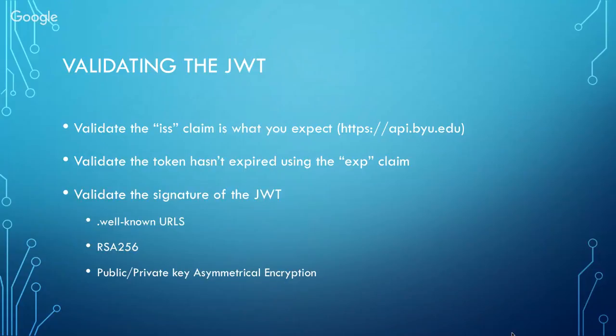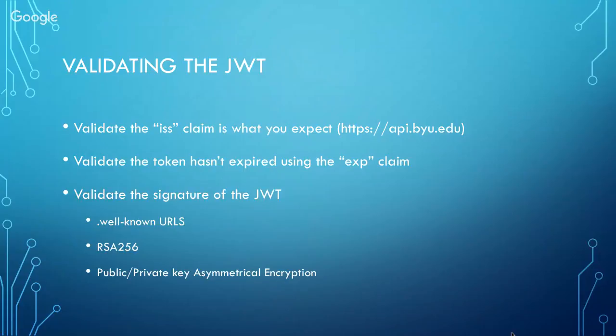And then we validate the signature of the JWT. Involved in that, we've kind of tacked on another standard to the JWT. The JWT standard involves how to validate your JWT. And in our case, we're using RSA with HMAC 256. And so we use public-private key asymmetric encryption. And so because of that, there is no standard to how you're supposed to get that public key.